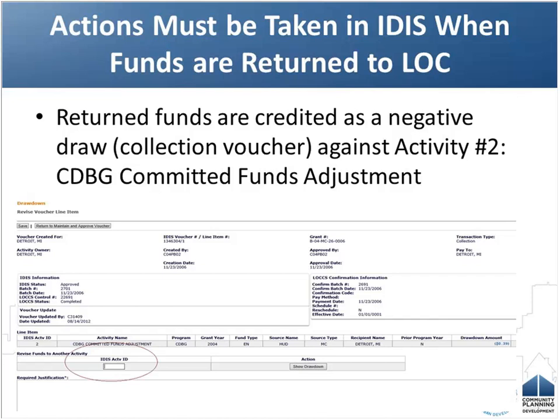Of course, for revising a voucher, you need to enter justification. You just say, apply the returned funds to the original admin activity, or whatever explanation is suitable for the situation.